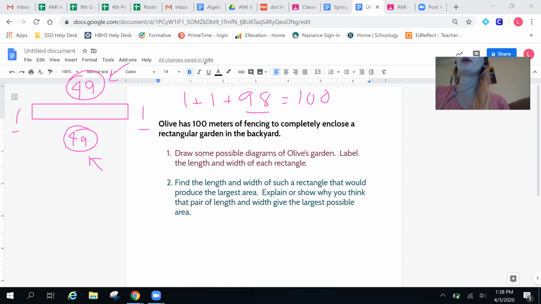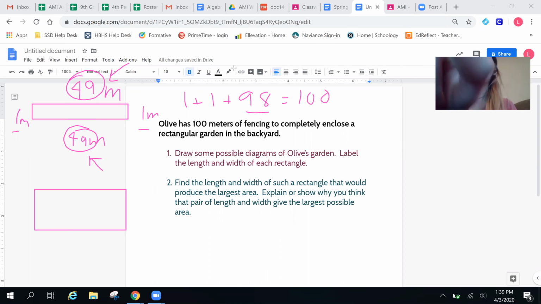What if we did another one? And I really should label this as meters. Meters, 1 meter, 49 meters, 1 meter. Okay. Let's do another one. I'm just going to choose 10. That's not what I needed. Yeah, thank you for being patient with me as I'm learning this.